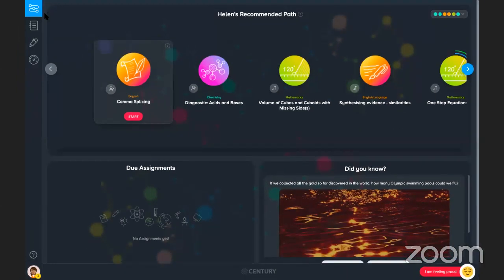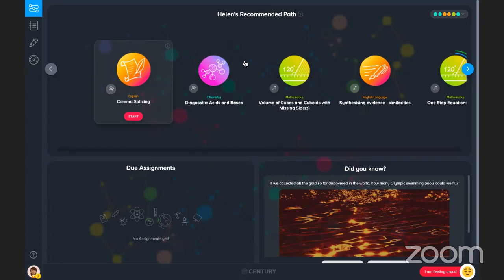Okay, so now we're logged into Century. The first thing that you'll see in your Century account is your recommended path. So that's what I'm looking at right now, Helen's recommended path. Now, Century uses artificial intelligence to analyze the areas that you're good at and also the areas that you're not good at yet. And then it recommends what you should study next so that you can improve.